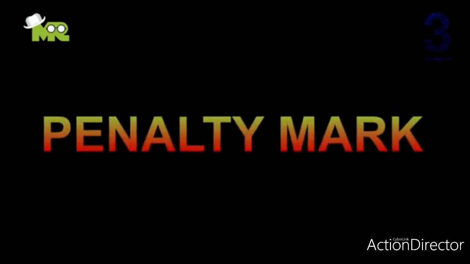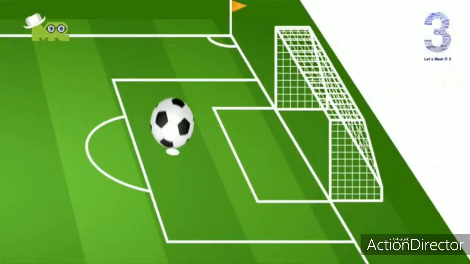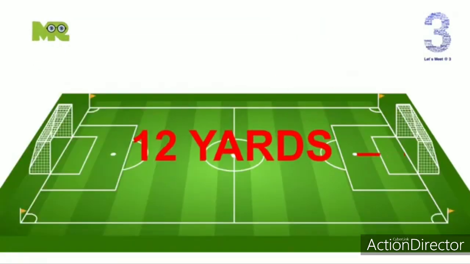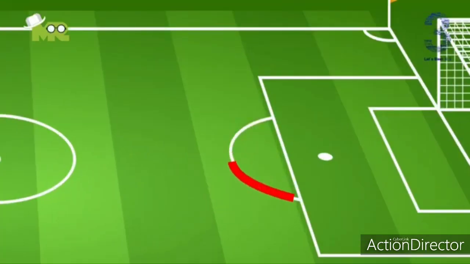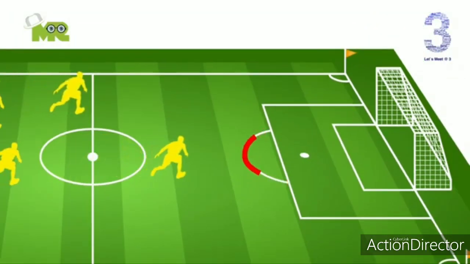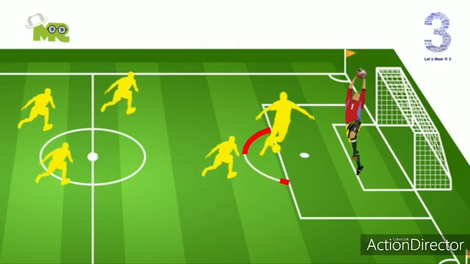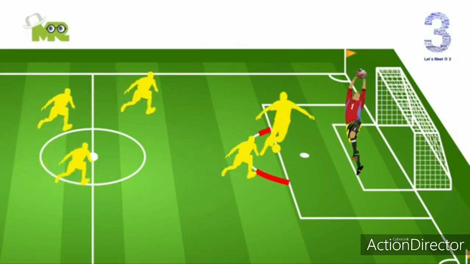Penalty mark. This is the spot where the ball is placed for penalty kicks. It is at the center of the goal and 12 yards away from the goal line. Penalty arc. This is the arc at the top of the penalty box. Players, other than the goalkeeper and kicker, may not enter this area during a penalty kick.